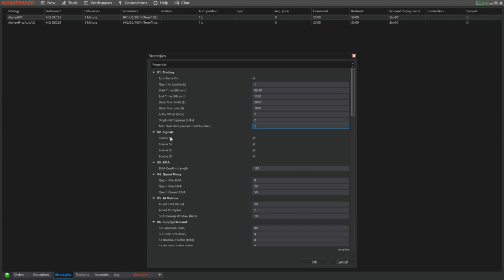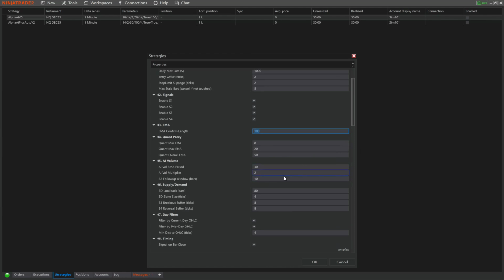And then you're going to enable S1, S2 to the 4 signals. This is the EMA confirmation for the 100, so the bot will not take trades if it is above or below the 100 EMA. And then we have the quant proxy. This is the minimum max overall EMA. This is for the quant system signal. And this is for the volume, AI volume. The volume period is 30. You don't need to worry about this.